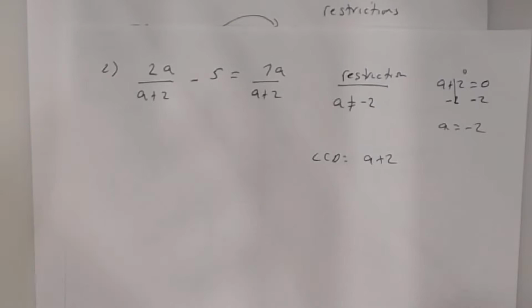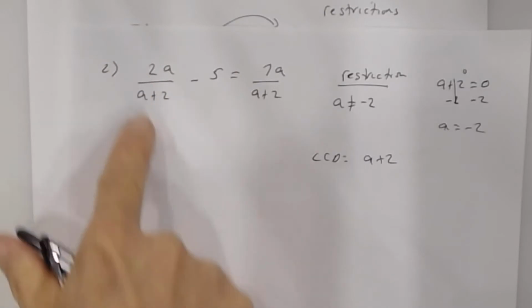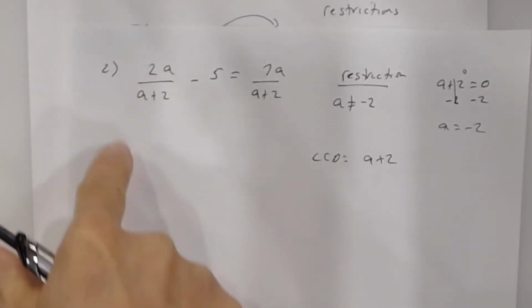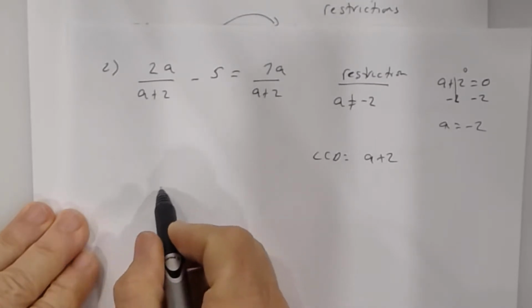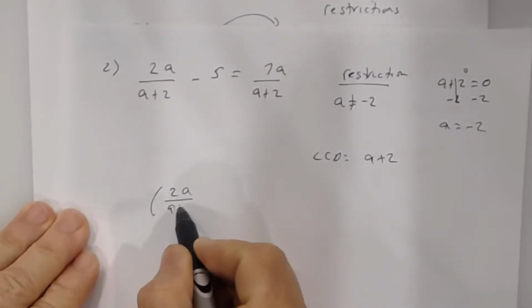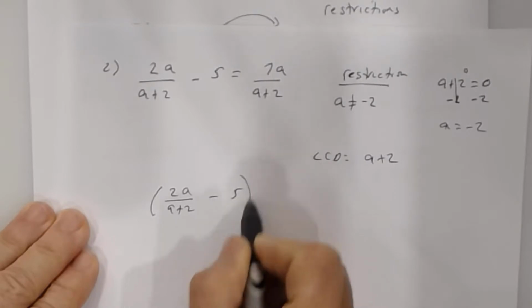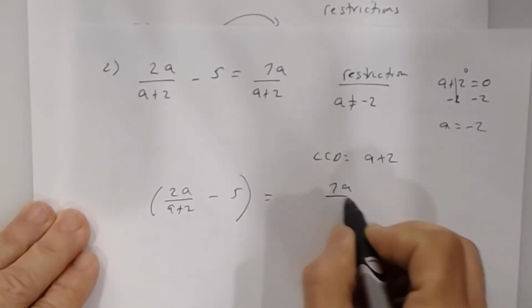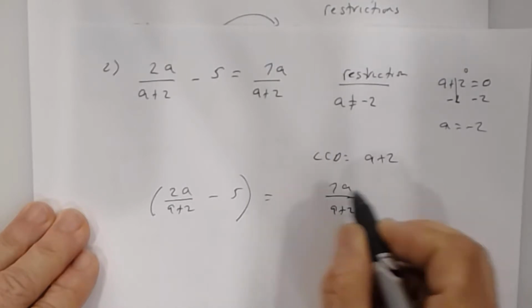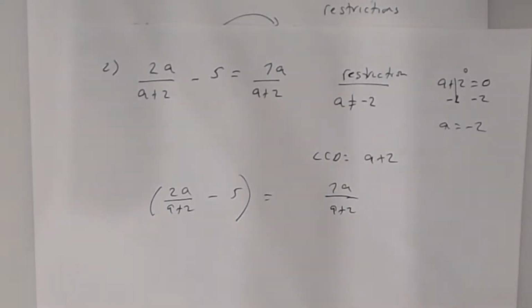Okay, now let's think about those parentheses that we added. Am I going to use parentheses on both sides? No. Just on the left, because how many fractions, how many rational expressions do you see? Two. So I'm going to rewrite the left-hand side just like this, in parentheses. I'm going to rewrite the right-hand side, but I am not going to put that one in parentheses because it's just one fraction.